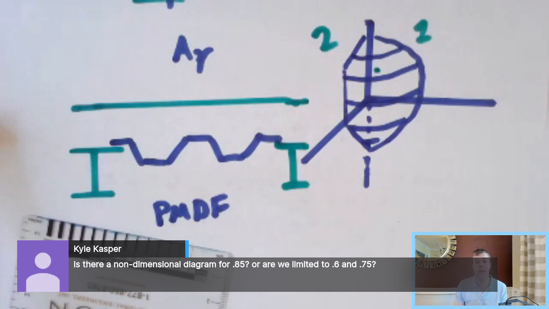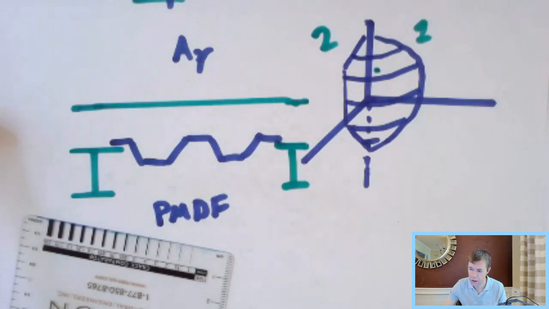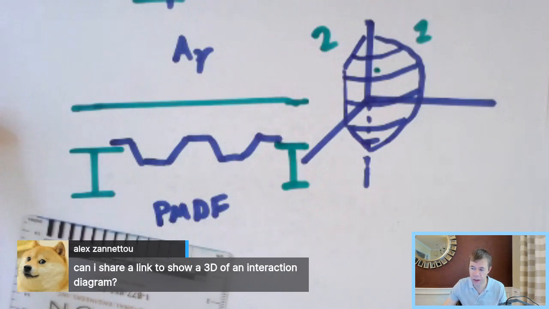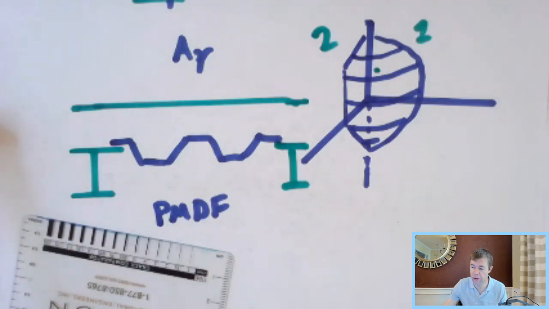Another thing you can do is there are some software packages out there that will actually develop interaction diagrams. The one that's most common is called PCA column. I am not a huge fan of PCA column because it takes quite a while and it's iterative. It's not as valuable, I think, as it should be. I think I've got some ideas on how to improve it, but no one's ever asked me, so we've never tried to improve it. Sure, if you want to send me a link to show a 3D of an interaction diagram, that would be great, and I'm glad you use it day to day.